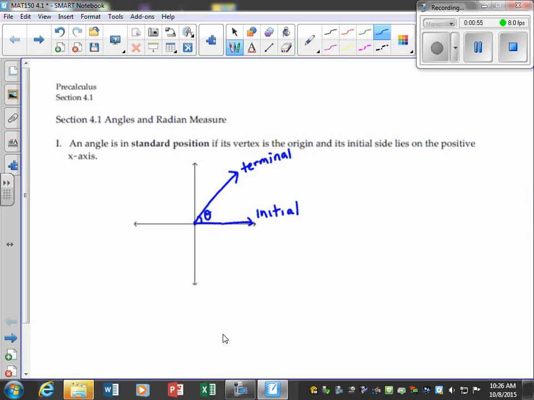Now we're going to make the comment that rotation counterclockwise will be a positive angle. So when we're going in this direction, we're going to get a positive angle. So let's make that note. Result in a positive angle.